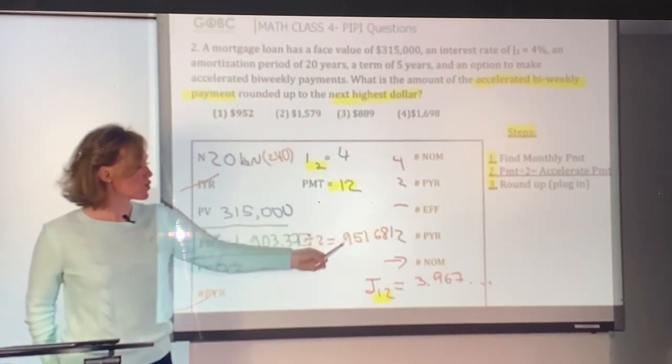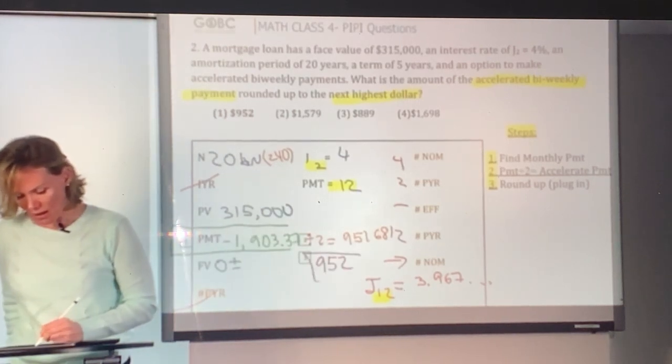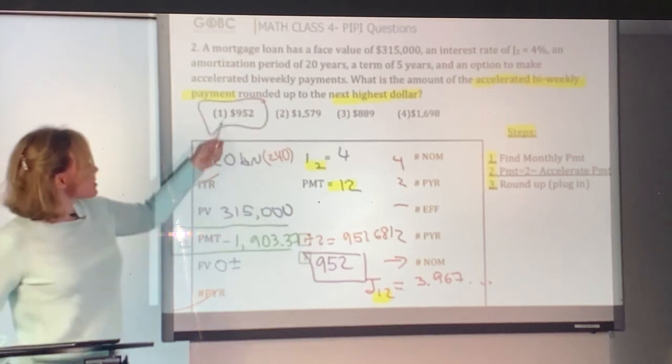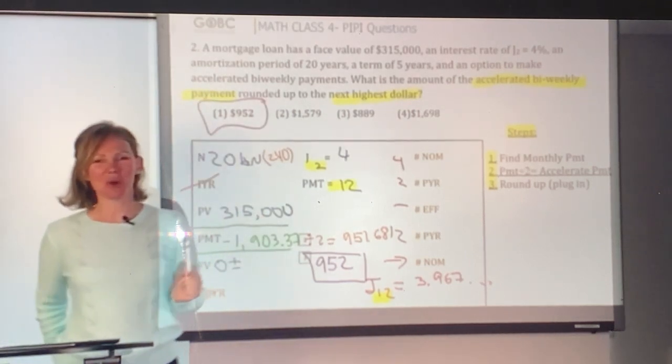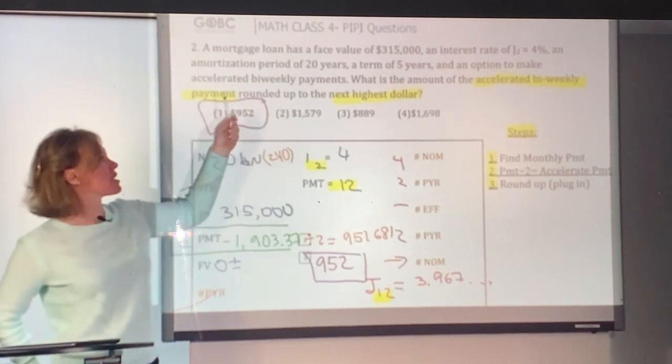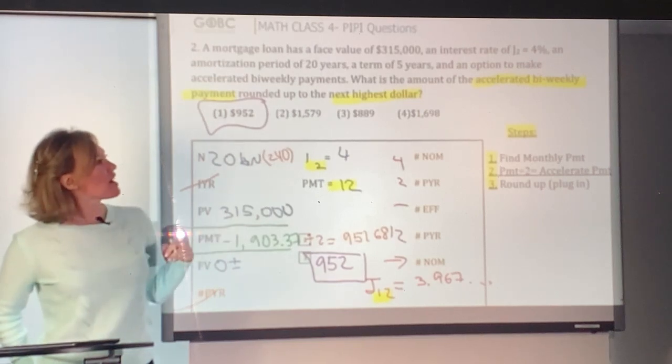Forget about the pennies, right? So it's all about the dollar amount now. So your payment comes up to 952. And that's it. That's your answer, right? So option number 1. How's it so far? I told you you're gonna like this class. This is supposed to be an easy question. The only thing is just to remember when they say accelerated biweekly, it's not 26, it's still gonna be 12.